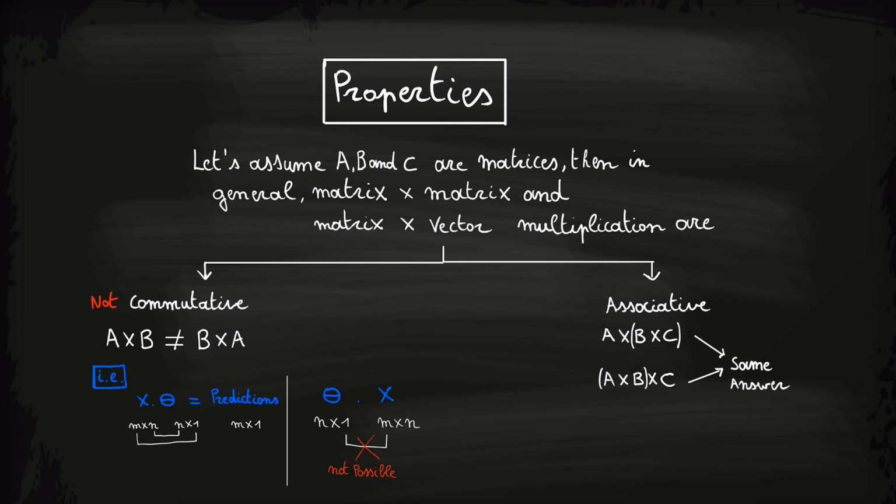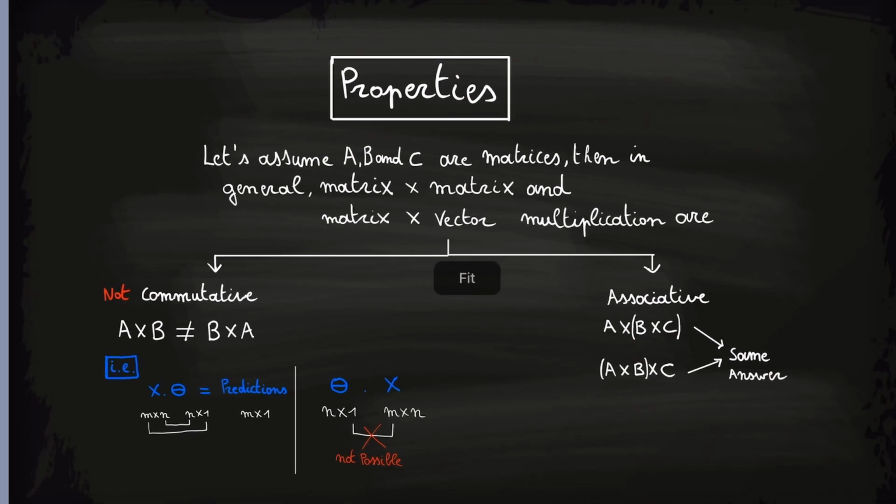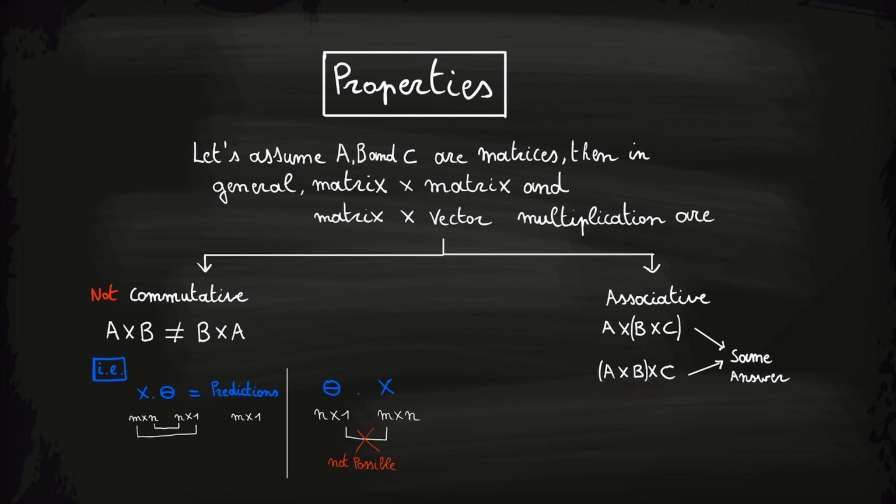However, on the other hand, they are associative, meaning the grouping of matrices in multiplication does not affect the result. So you can first calculate matrix B times matrix C and then calculate the result of matrix A times this matrix. Or you can start with calculating matrix A times matrix B. Either way you will get the same result.